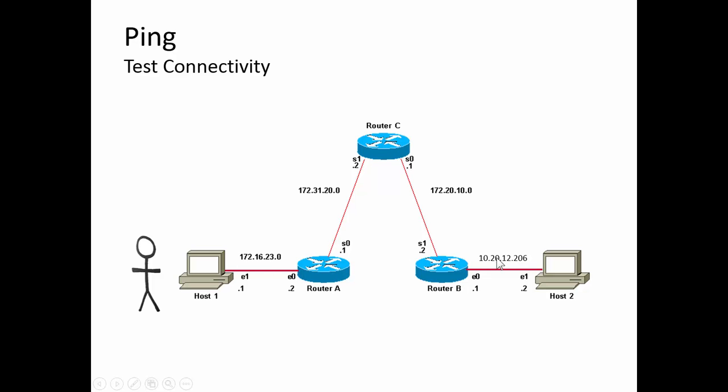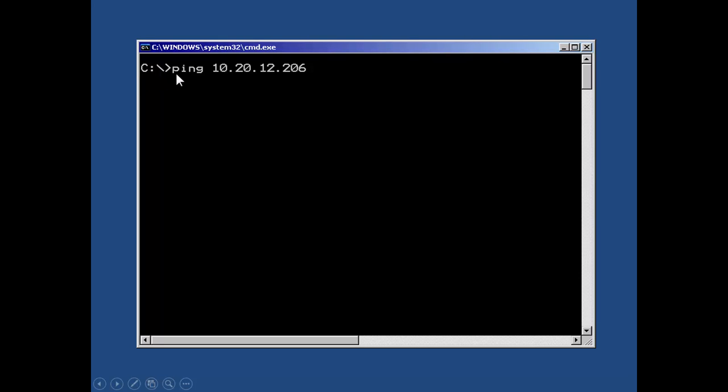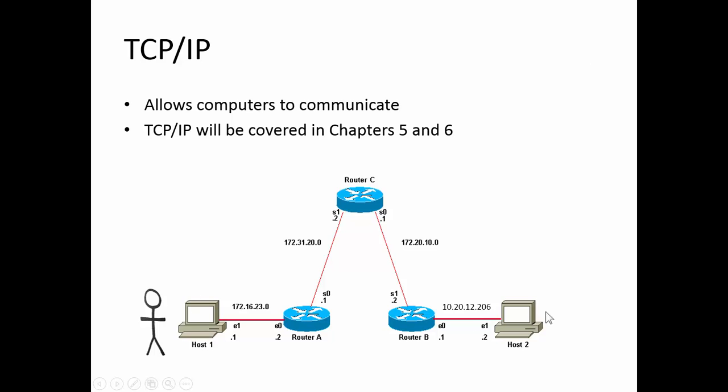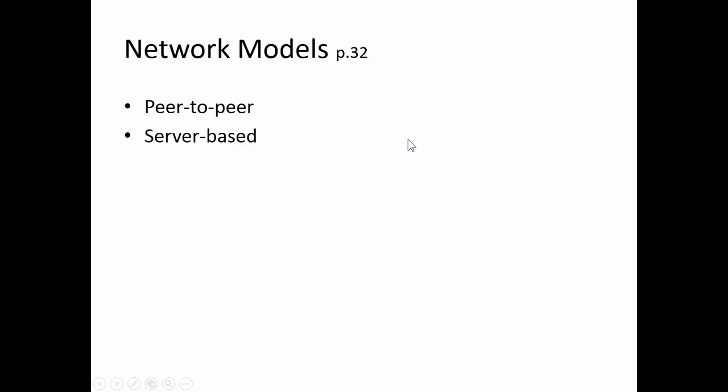To test communication to another computer, I type ping followed by the IP address of the computer I want to communicate with. I press the enter key and I see the other computer does reply. So this tells me that the other computer is up and running and all the hardware between me and the other computer is good. TCP/IP is a protocol that allows computers to communicate, and we will discuss TCP/IP in greater detail in chapters 5 and 6.